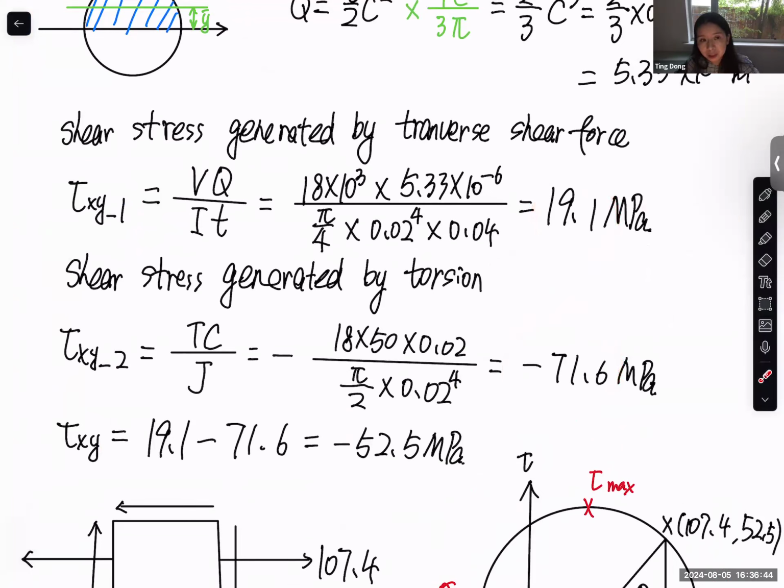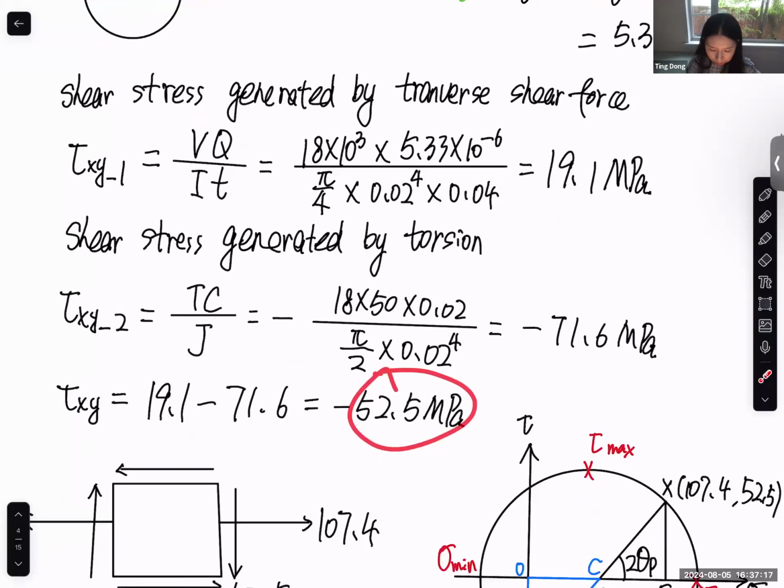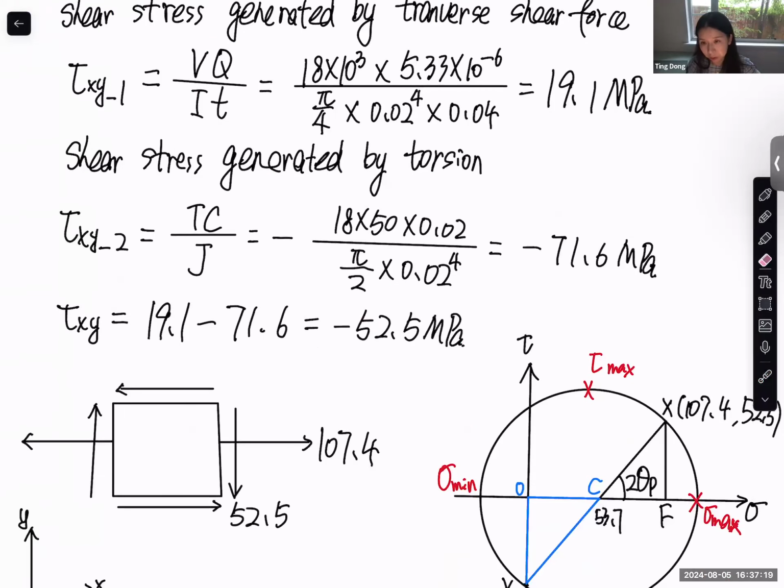Of course you can still calculate only the magnitude of these two, but you need to realize that the shear stress generated by torque and the shear stress generated by transverse shear should be in opposite directions. So in the end, when you calculate tau xy, if you only calculate the magnitudes, you use this magnitude minus this magnitude, and you get the magnitude of the combined shear stress at point K. Once you have this 52.5 magnitude, you put it in the Mohr circle and you get the same result.